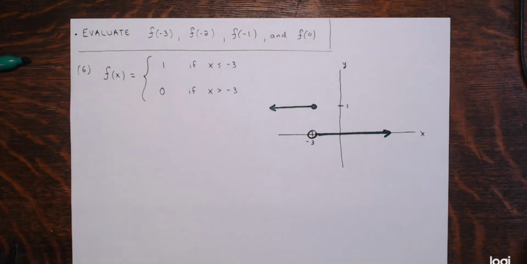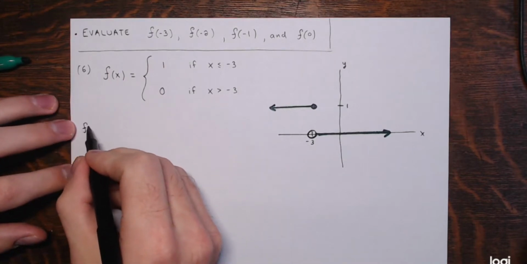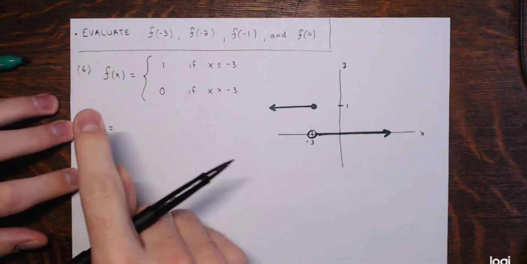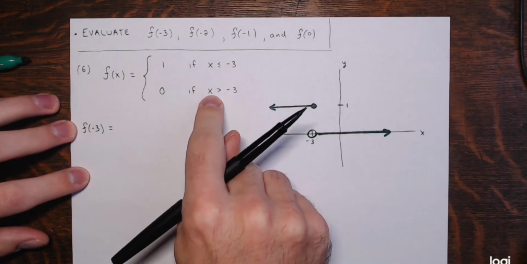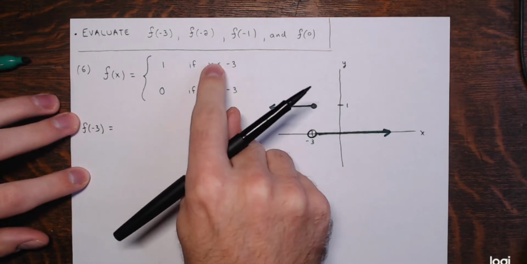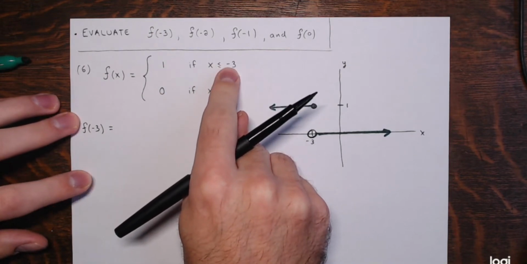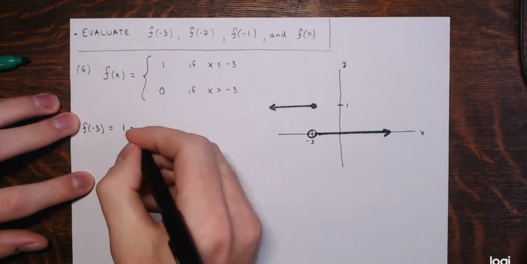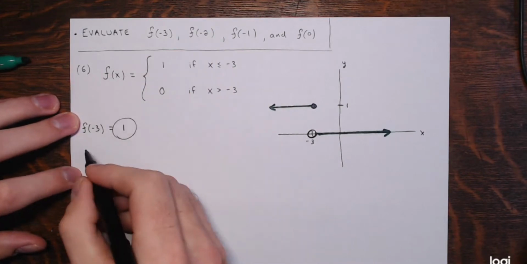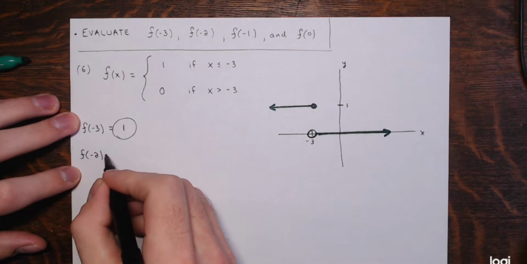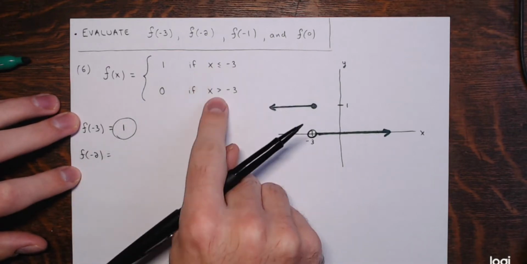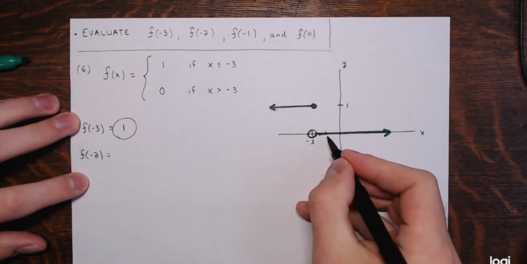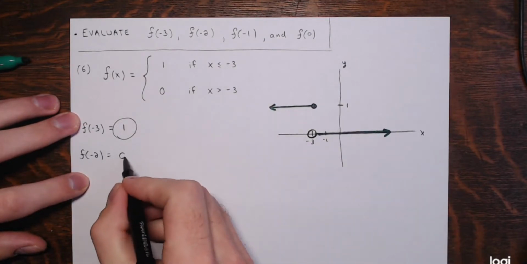All right, so all these values here, f of negative 3, just again pay attention to the input. Negative 3, which condition does it satisfy? Negative 3 is not greater than negative 3, it's less than or equal to negative 3. So the output's 1. All right, so there's part 1. Then what's f of negative 2? Negative 2 is not less than or equal to negative 3, it's greater than negative 3. Negative 2 would be here. So the output's 0.